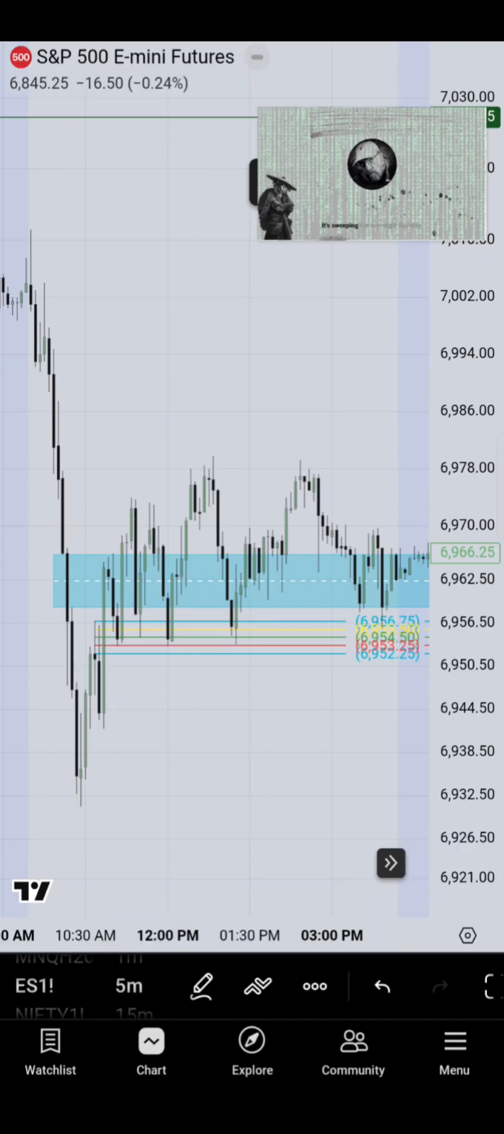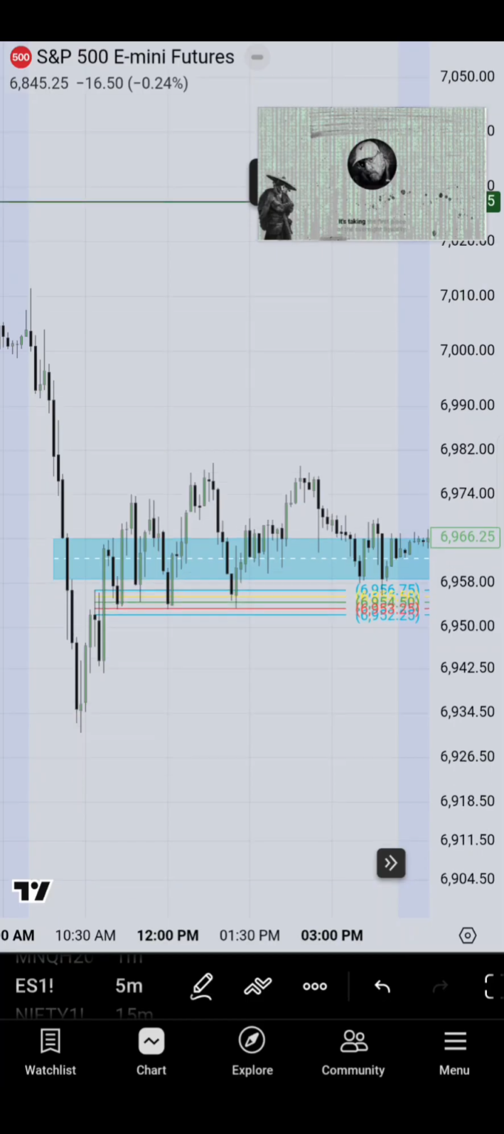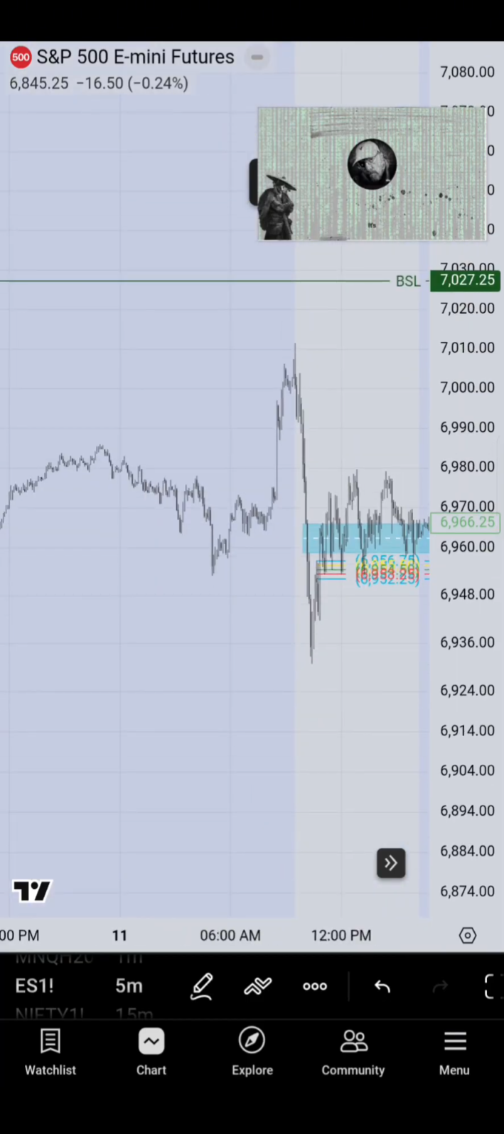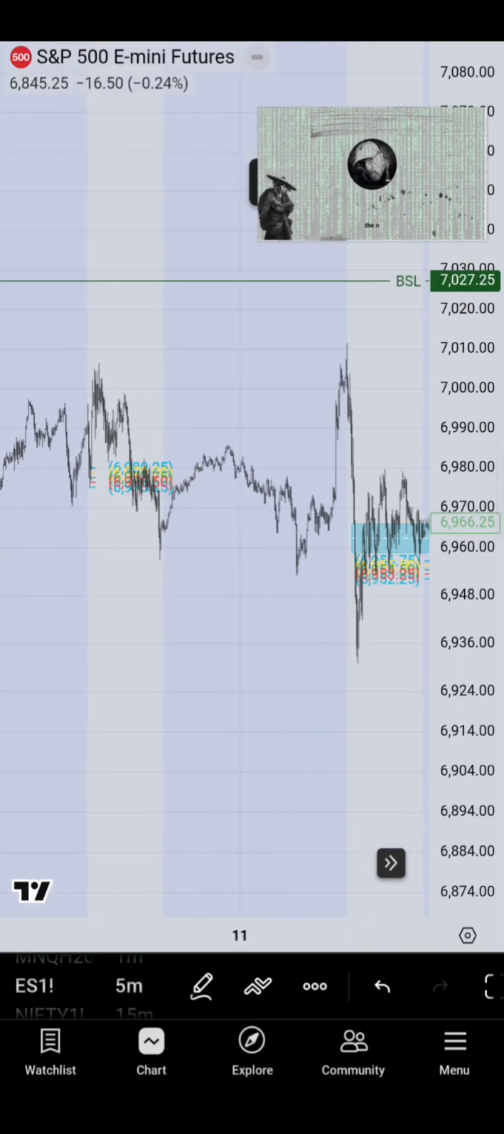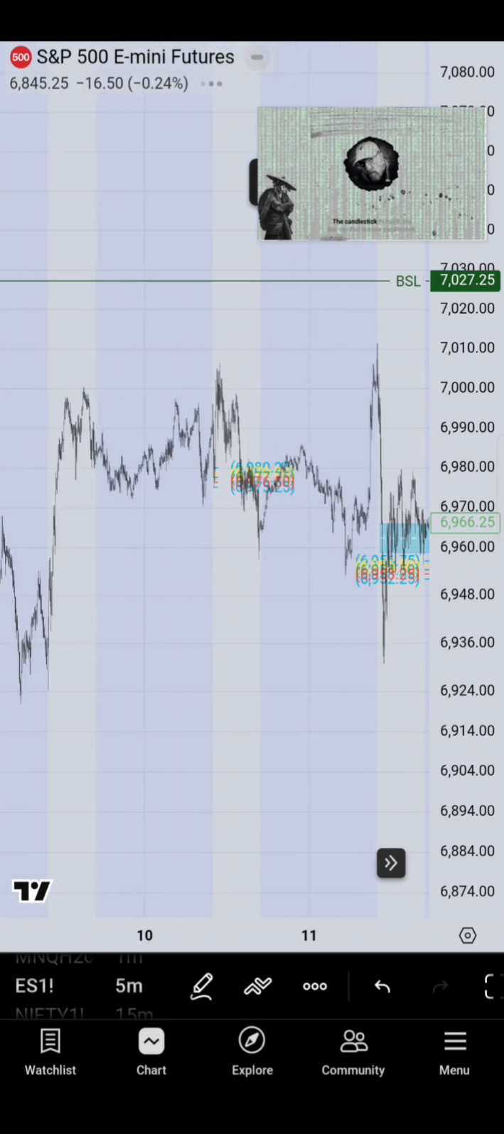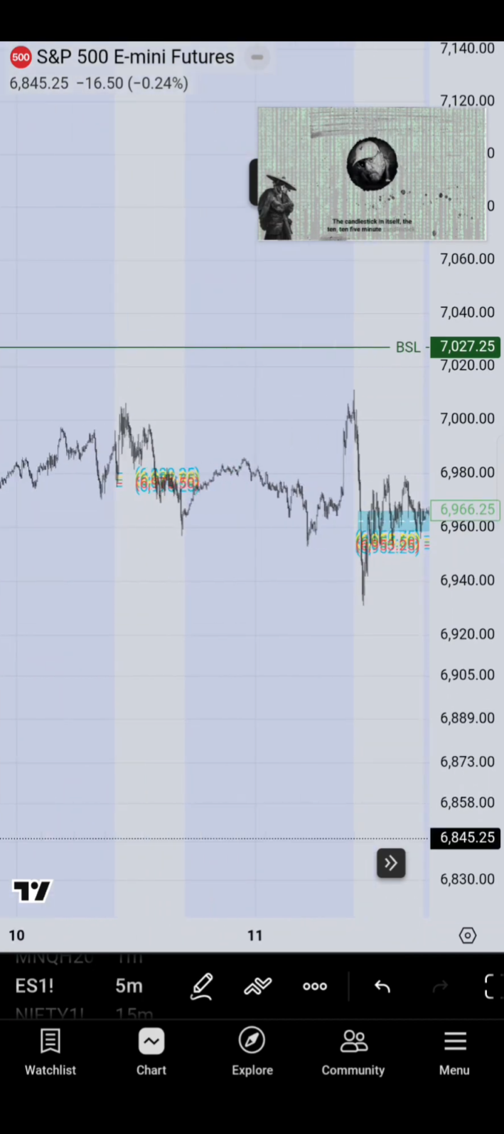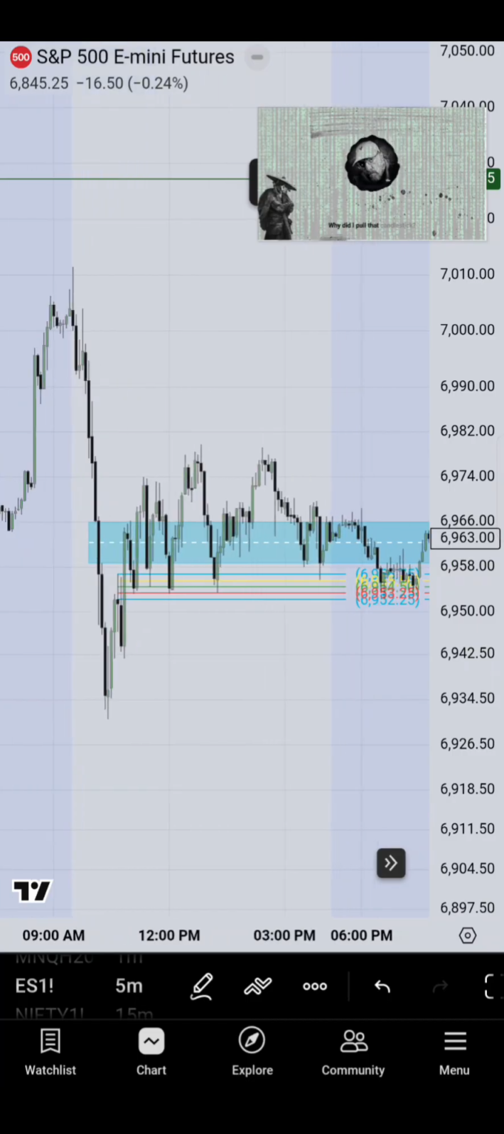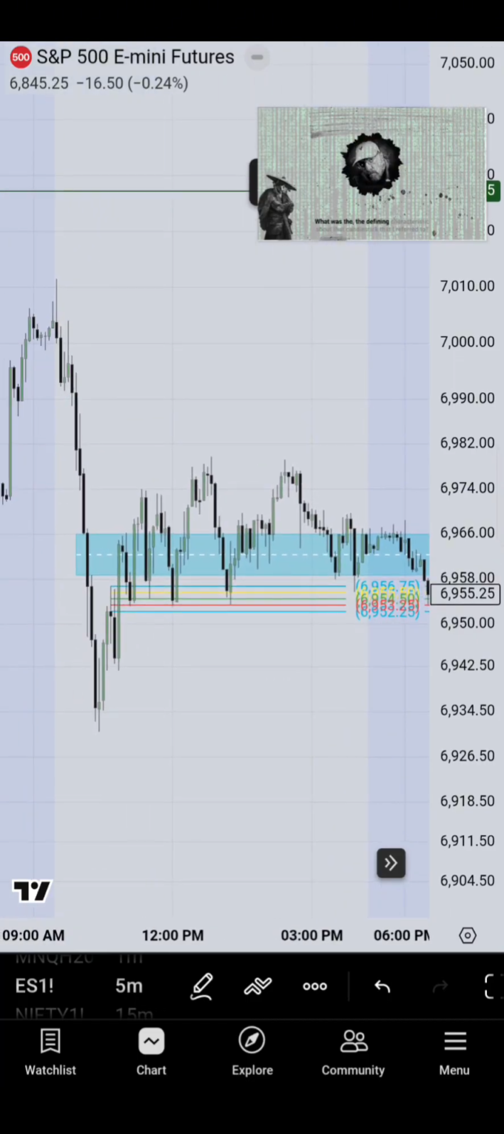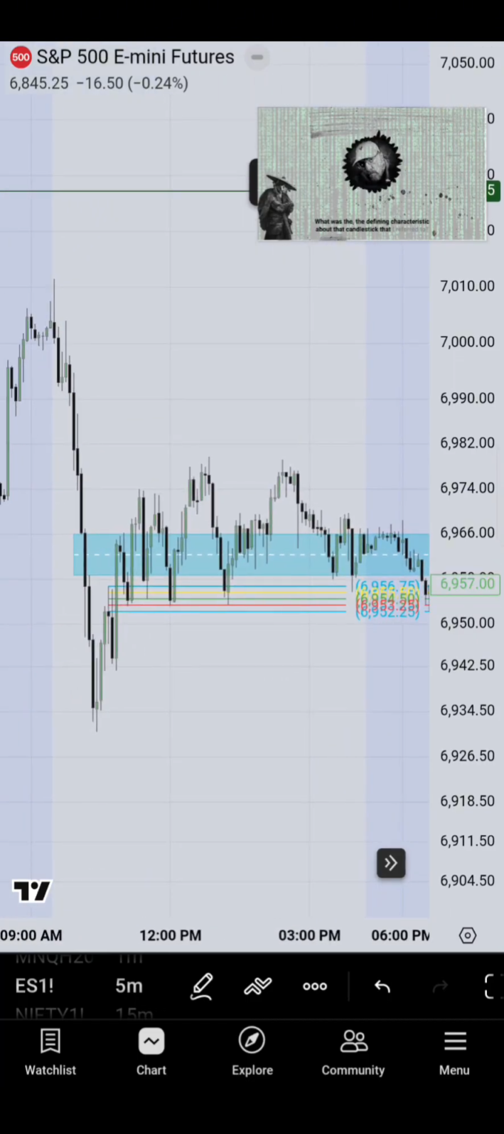It's sweeping the overnight liquidity. It's taking the first piece of the overnight liquidity. No, the NWOG, the actual candlestick in itself, the 10-10 5 minute candlestick. Why did I pull that candlestick? What was the defining characteristic about that candlestick that I referred to?